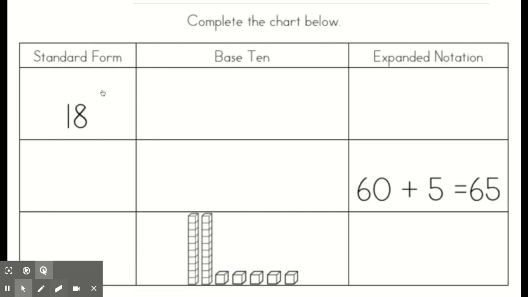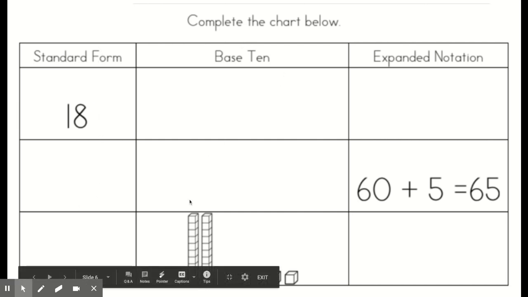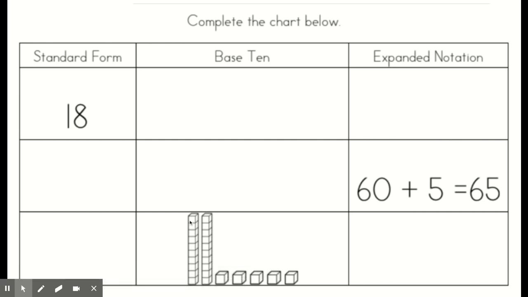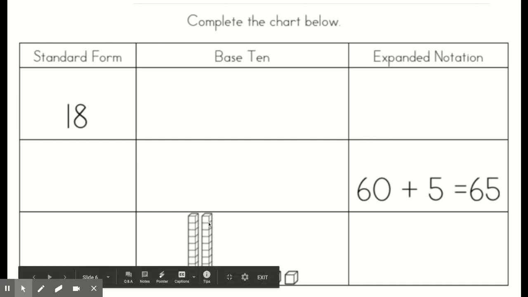Standard form is what we normally think of when we think of a number. Base 10 is tens and ones. And expanded is basically taking your base 10 where you have, for instance, here is 10 and 20, so you represent the 10s separately from the ones. So here's an example of base 10, and then here's an example of expanded notation. So what's missing here is base 10.